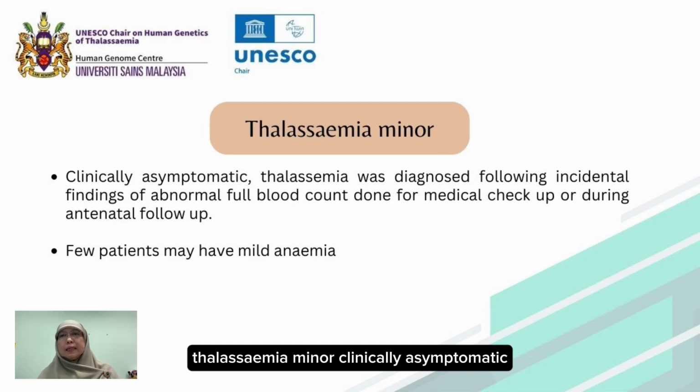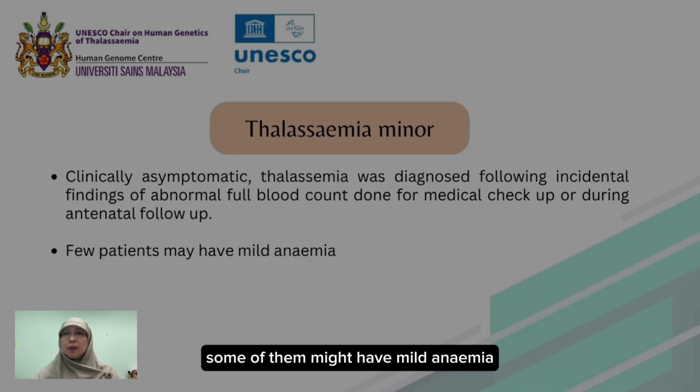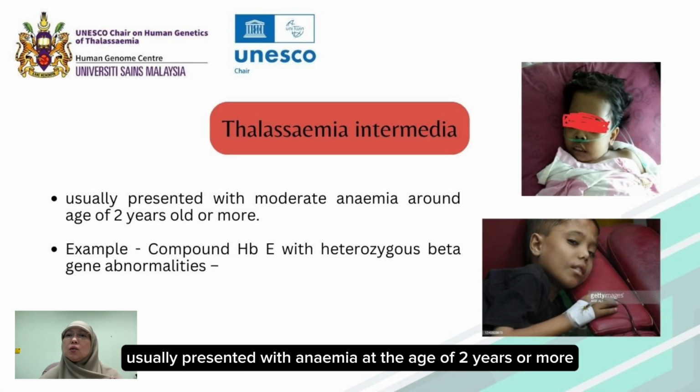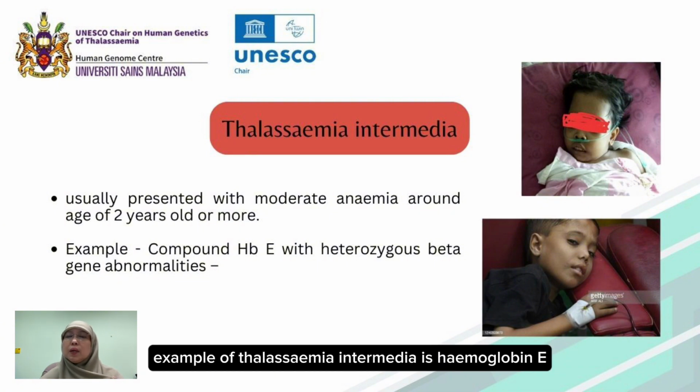Thalassemia minor is clinically asymptomatic. Most of them were diagnosed to have thalassemia when found to have abnormal full blood count during routine medical checkup. Some of them might have mild anemia. Thalassemia intermediate usually presents with anemia at age of 2 years or more. An example of thalassemia intermediate is hemoglobin E compound with heterozygous beta gene abnormalities.